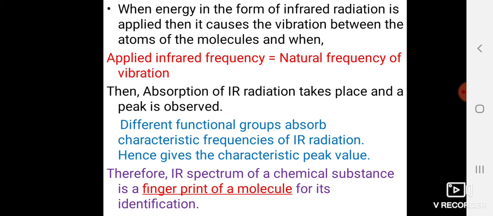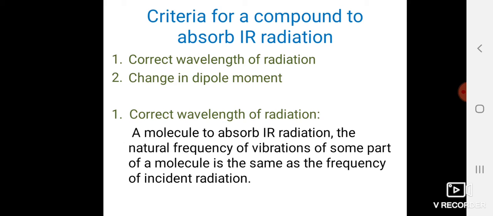So the IR spectrum of a particular chemical substance is also called the fingerprint of that molecule, because this absorption is going to be very specific with respect to the kind of functional groups and bonds that molecule possesses. So, criteria for a compound to absorb IR radiation: we come across two main criteria. One is the correct wavelength of radiation, and the other is a change in the dipole moment.